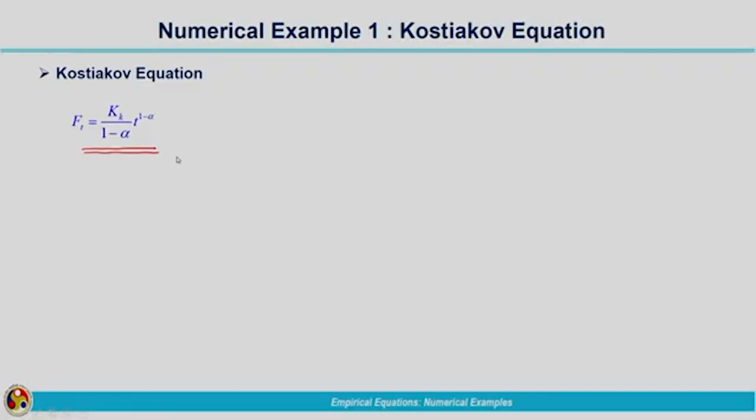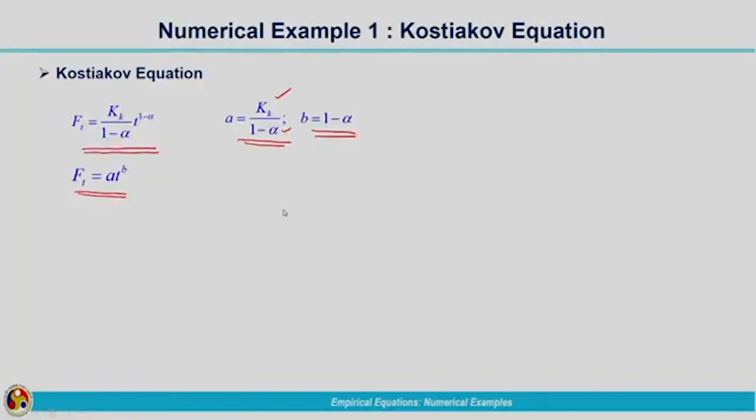So, here we are going to make use of the cumulative infiltration data which is given to us. And this equation in a simplified form we write as f of t is equal to a t to the power of b. Here a is kk divided by 1 minus alpha and b is 1 minus alpha. We need to find kk and alpha. Kk and alpha are the Kostyakov equation parameters. So, from the given cumulative infiltration data, we need to fit a line, and after that we get the values corresponding to these parameters.